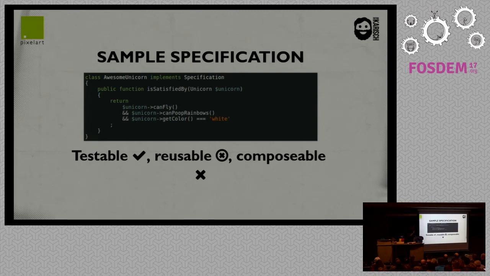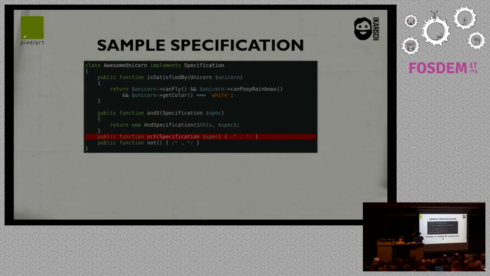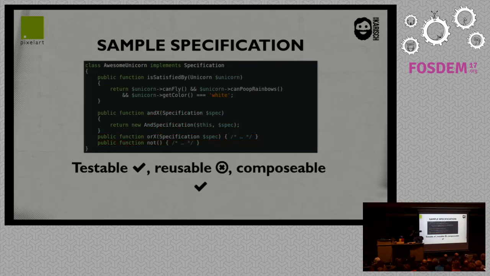How can you combine it with and or or? So, let's add some compose methods, like andX. We combine our specification, this, with an AndSpecification class. Or we can use an orX method and not. This is how you can compose specification classes. You create another specification: an and specification, an or specification, a negation specification, which combines other specification classes.